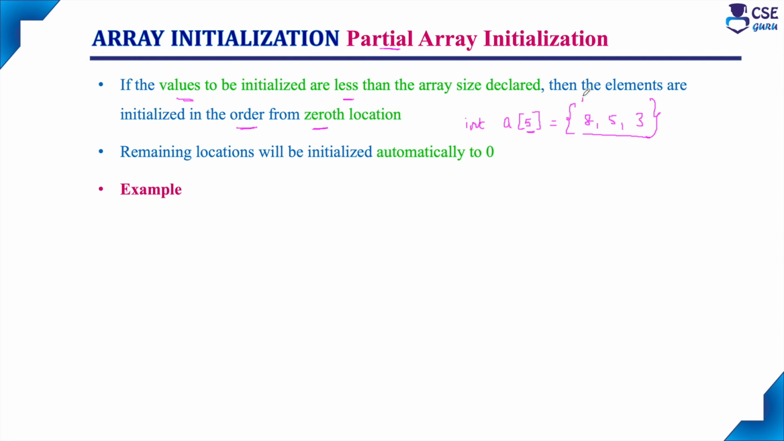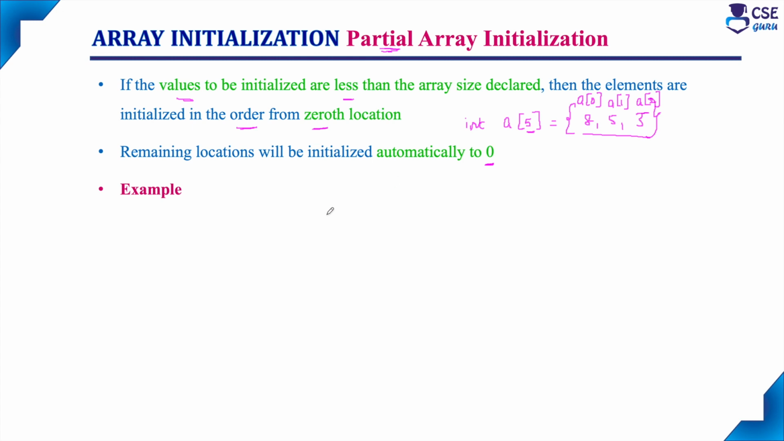That is, at A of 0, value 8 will be stored. And at A of 1, value 5 will be stored. And at A of 2, value 3 will be stored. And at A of 3 and A of 4, no values will be initialized. The remaining locations will be automatically initialized to 0. That is, A of 3 and A of 4 will automatically be initialized to 0. This is nothing but partial array initialization.